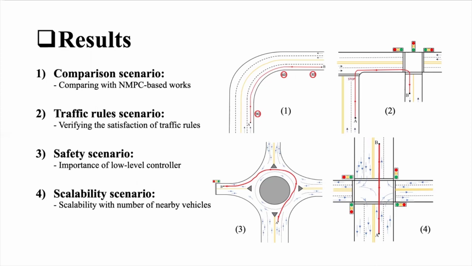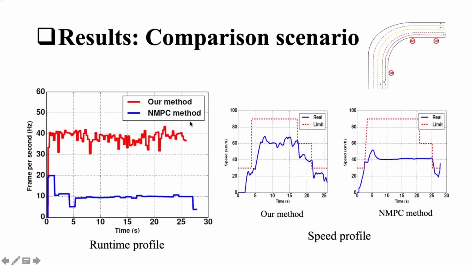The second scenario, named traffic rules scenario, shows the performance of our algorithm with respect to a variety of traffic rules. The third scenario, named safety scenario, shows the importance of the low-level controller to provide safety with respect to other vehicles in the environment. And the last case study shows the scalability of our algorithm with the number of other nearby vehicles in the environment. In the comparison scenario, as you can see, our method achieves better runtime performance with respect to the nonlinear MPC, in addition to the fact that the speed profile of our algorithm is better and is able to achieve higher speeds compared to the nonlinear MPC implementation.